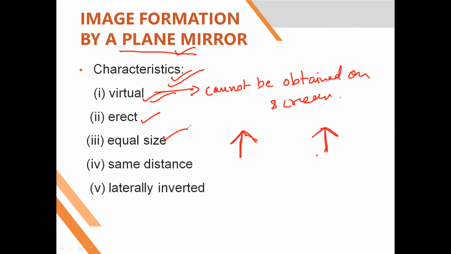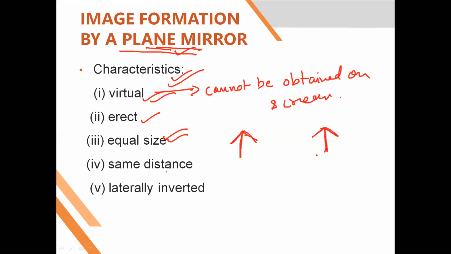Next is equal size. Again, when we see ourselves in the mirror, it doesn't happen that we appear small or bigger. Here I am talking about a plane mirror. You may have seen yourselves sometimes in a kind of mirror where our height appears shorter or taller. But if it is a plane mirror, then the size of the image is equal to the size of the object.